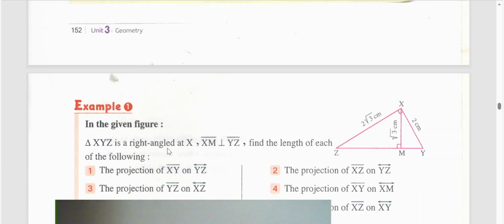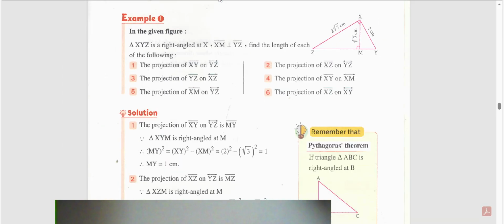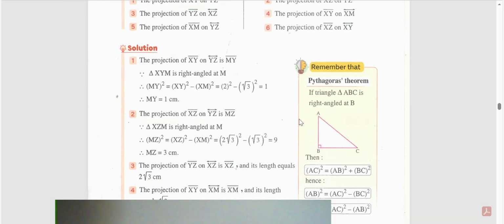Next question. This question's solution is the projection, and we can find the answer. You can read the question. Okay, I will explain another question and solve it with you. You can solve it by yourself. I will solve with you. Try to solve number 1.